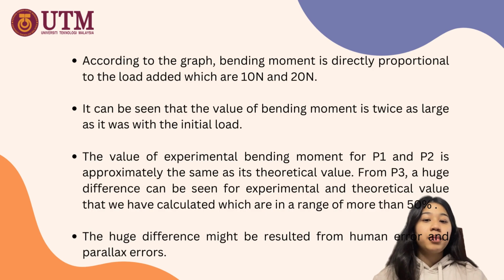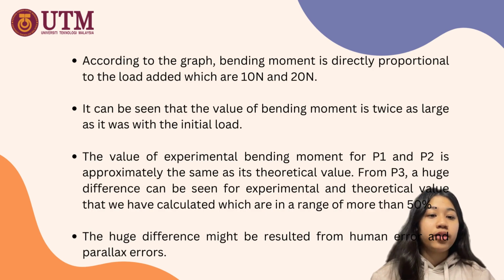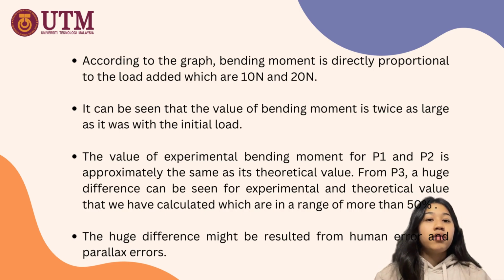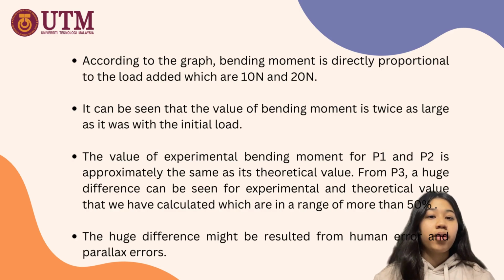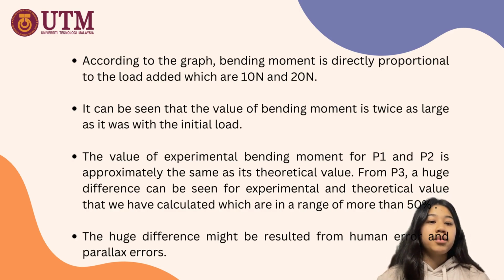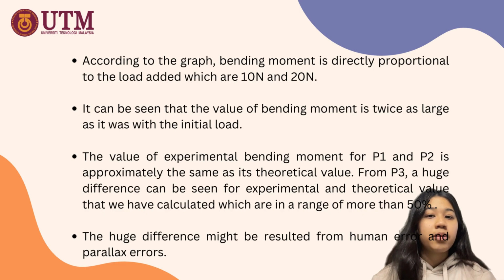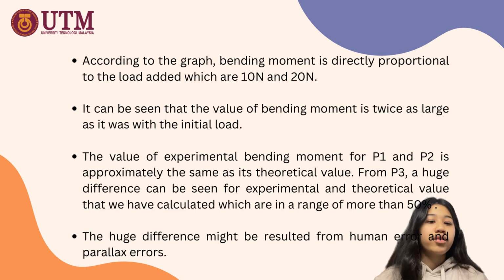According to the graph, bending moment is directly proportional to the load added, which are 10 Newton and 20 Newton. The value of bending moment is twice as it was with the initial load. The value of experimental bending moment for P1 and P2 is approximately the same as its theoretical value, but from P3, a huge difference can be seen between the experimental and theoretical values that we have calculated, which are in the range of more than 50%, from 1 to 50%.